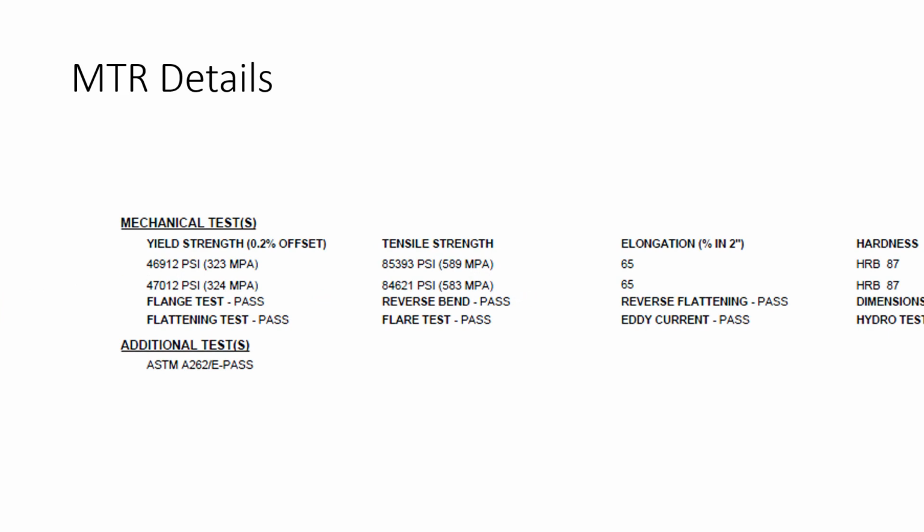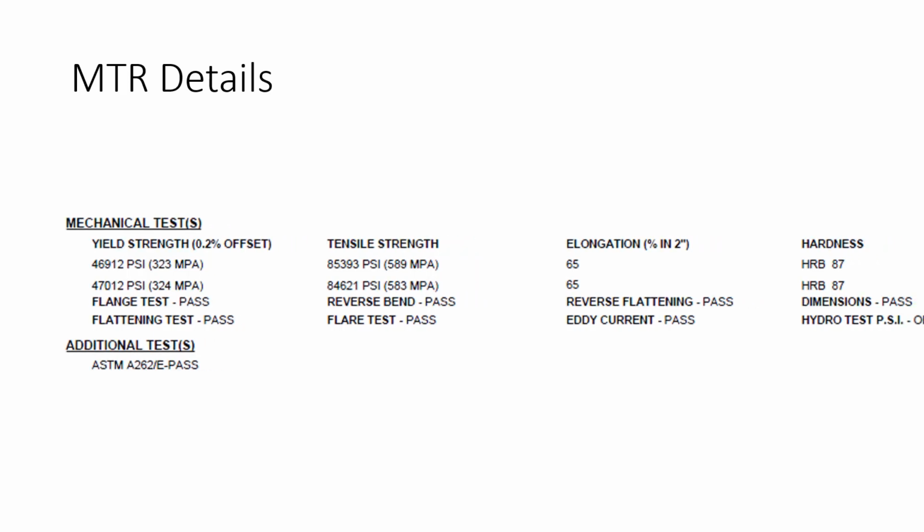This part of the MTR provides mechanical test results, and like the chemistry, it too has two sets of results. The added ASTM A262 testing at the bottom is for standard practices for detecting susceptibility to intergranular attack in austenitic stainless steels.